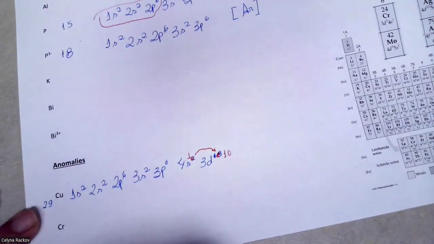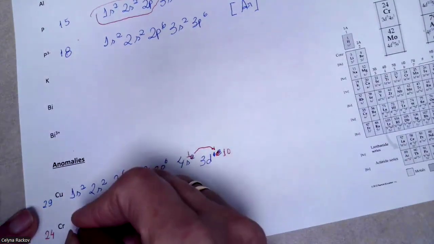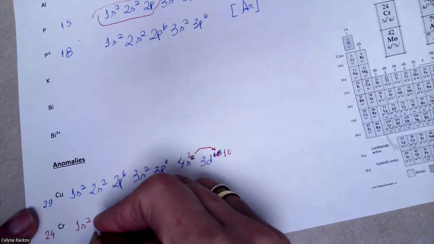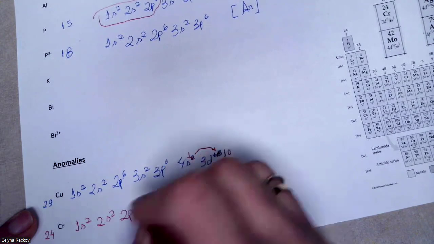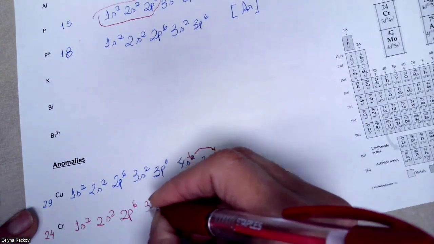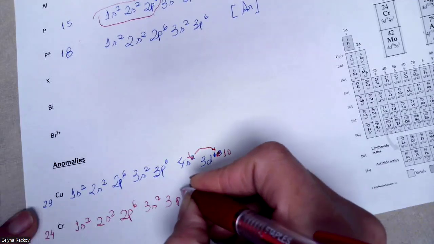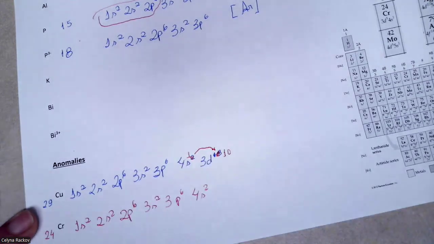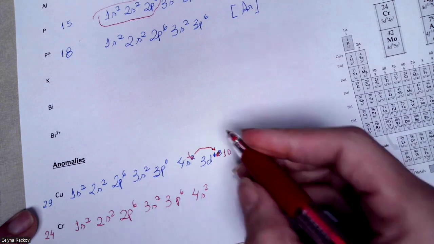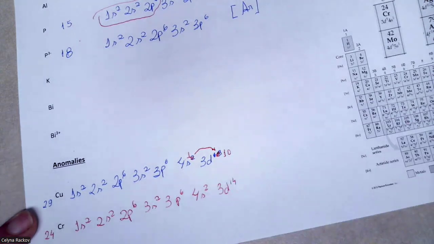So chromium has 24 electrons. Let's do the same thing here. 1s2, 2s2, 2p6, 10, right? 3s2, 3p6. Then 4s2. Let's count how many we have. 10, 20, so what should be here? 3d4 to make 24, right?